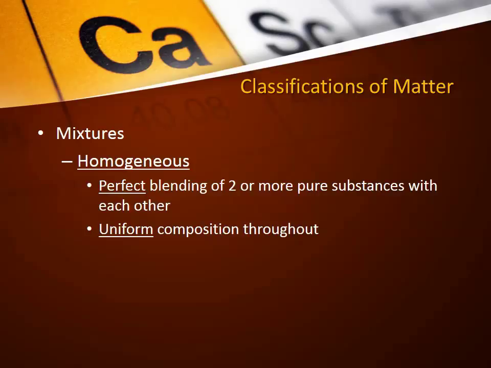When we mix pure substances together, we have two types of mixtures that can form. The first type that we will talk about is a homogeneous mixture. This is when we have a perfect blending of two or more substances with each other, and it will have a uniform composition throughout. This means, let's say we've got a sample of something, and it has stuff mixed in.